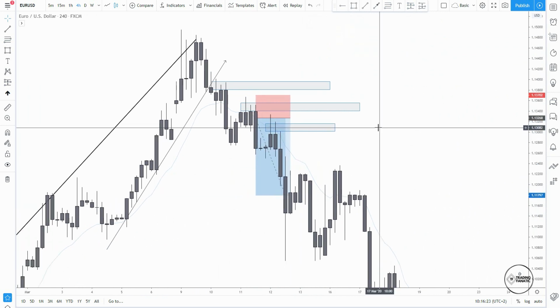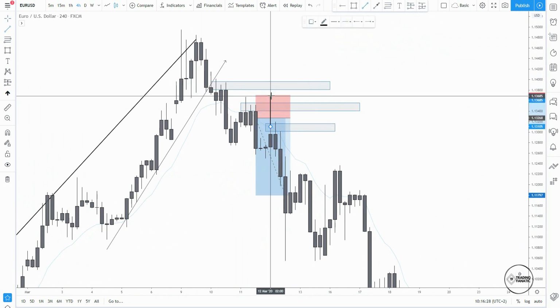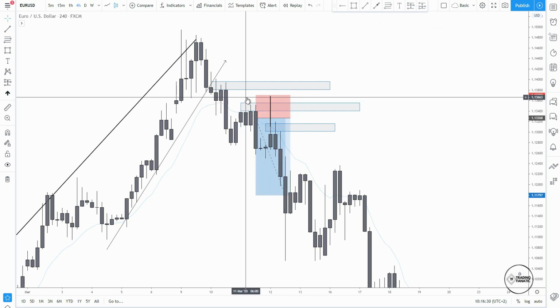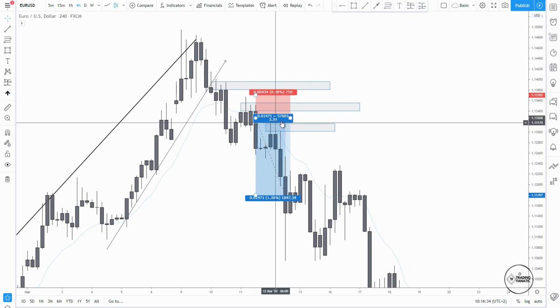And what you do, how I manage my trades, is I don't allow price to break above this area. Because if this is your lower high, and if the market breaks above and closes above it, then you no longer have a downtrend.